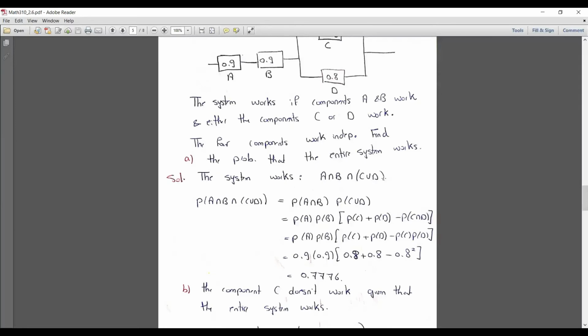Okay? Probability of this one is probability of A inter B times probability of C union D. Why? Because they work independently. P of A inter B is the same as P of A times P of B. Again, why? Because we are saying that they work independently. P of C union D, who's gonna remind us what's the formula of it? P of C plus P of D minus P of C inter D. And P of C inter D is P of C times P of D, again, because they work independently. So we're gonna get this answer.